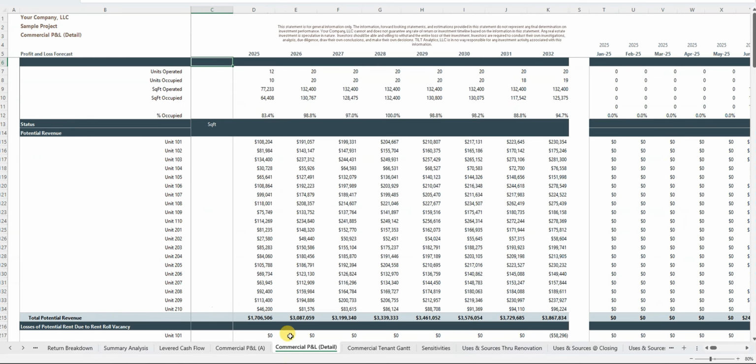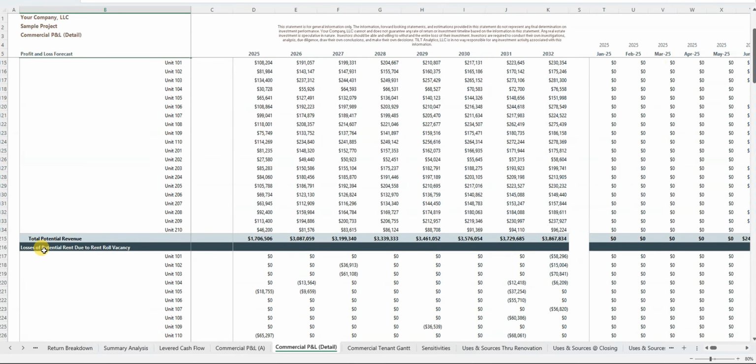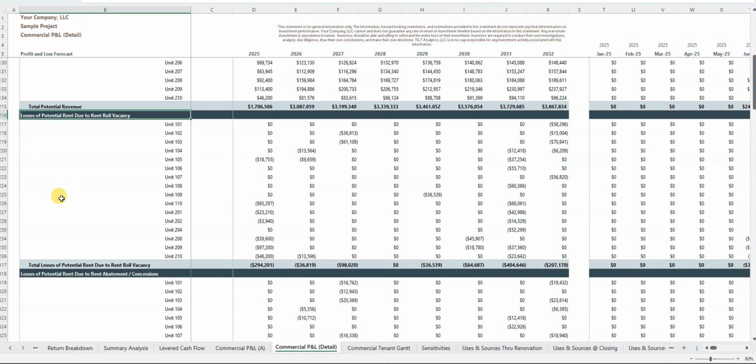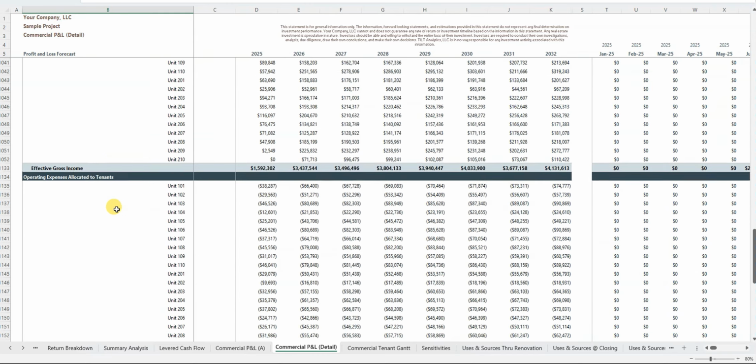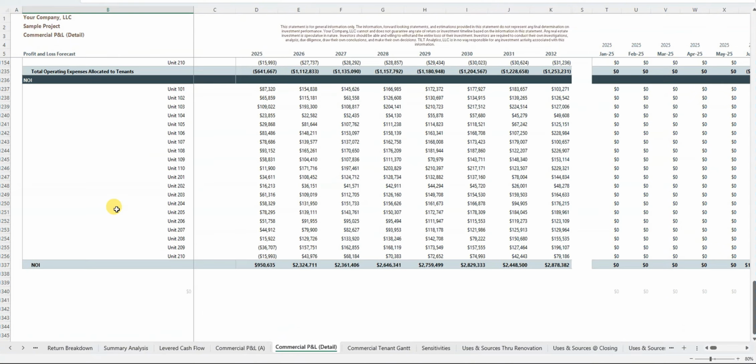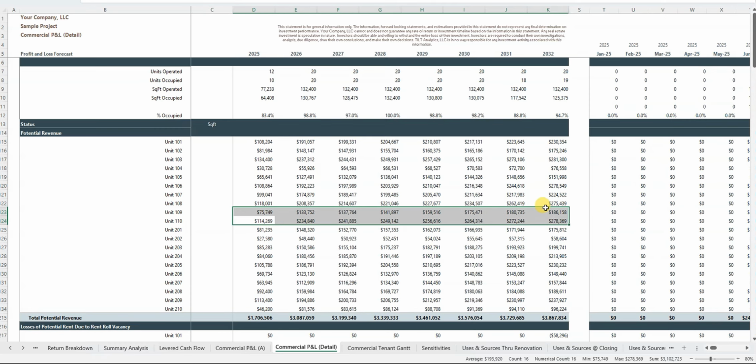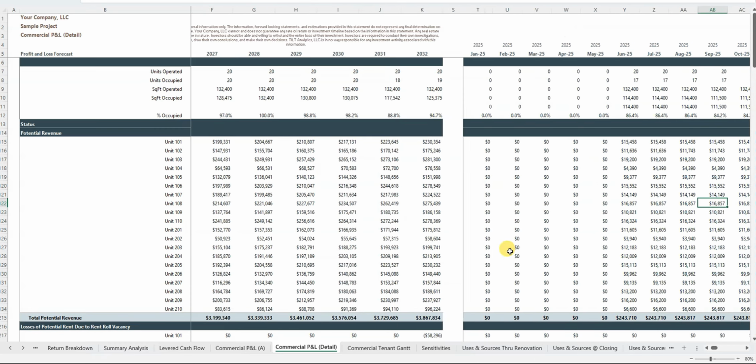The other P&L is much more detailed, and so it gives you unit by unit potential revenue for each, the losses of potential rent revenue due to rent roll vacancy, and so on, all the way down. So anything about the operating performance of the building you want to see, it's all there unit by unit, and again, year by year and month by month.